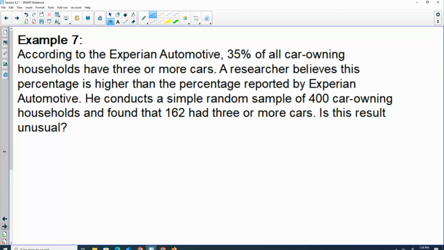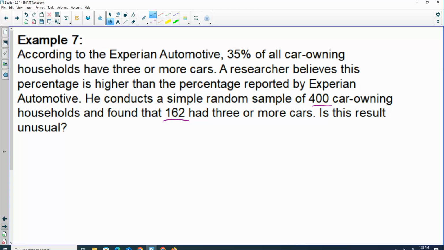According to Experian Automotive, 35% of all car-owning households have 3 or more cars. The researcher believes this percentage is higher than the percentage reported by Experian. He conducts a simple random sample of 400 car-owning households and found that 162 had 3 or more cars. Is this unusual?